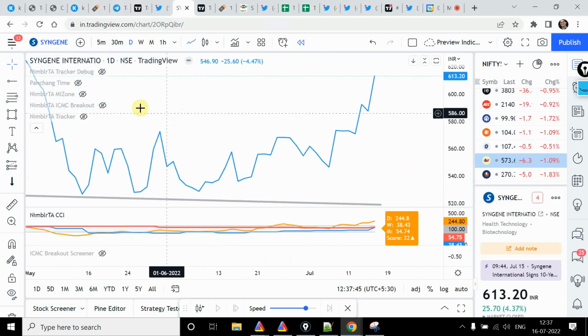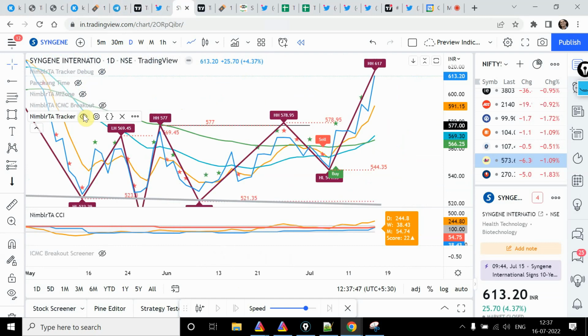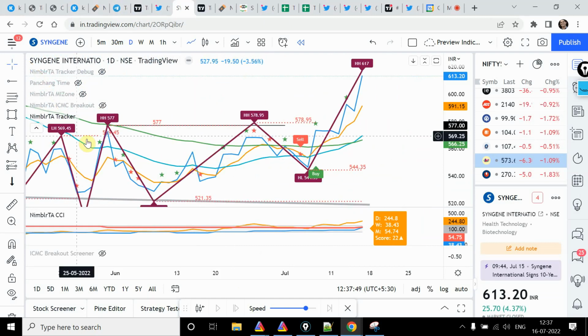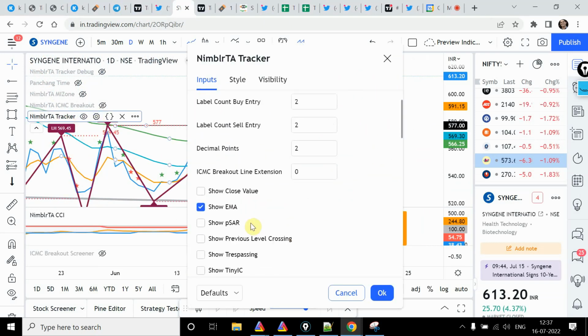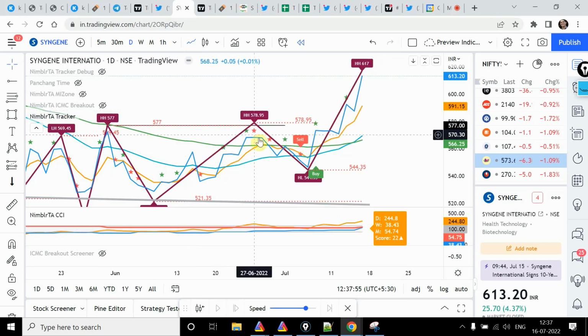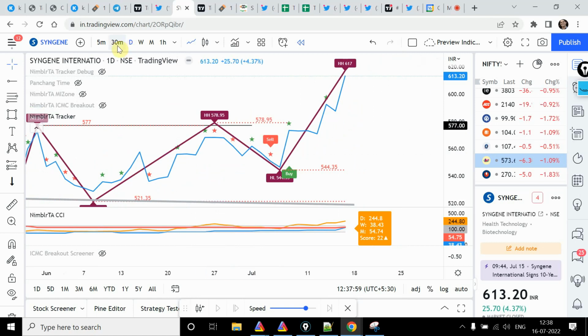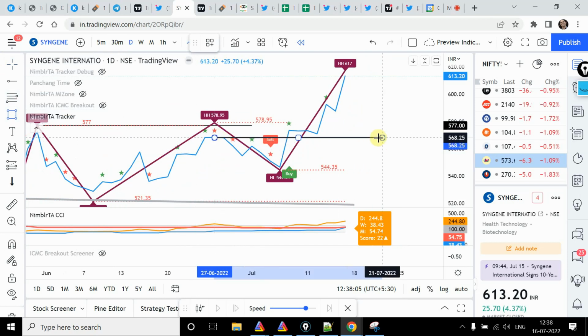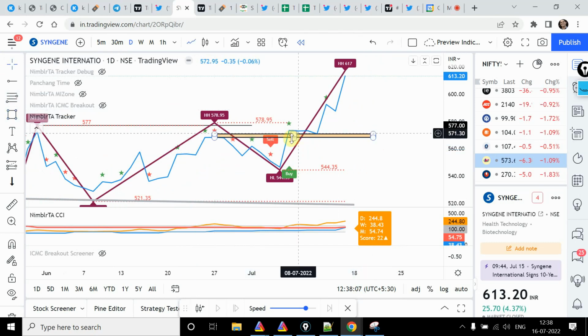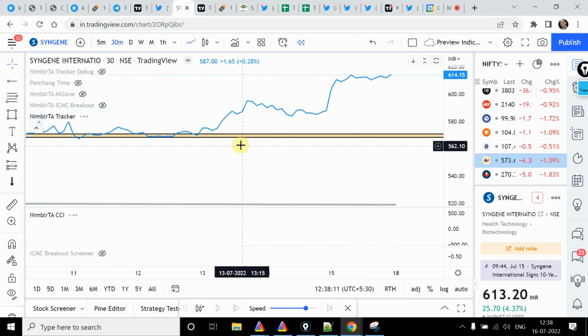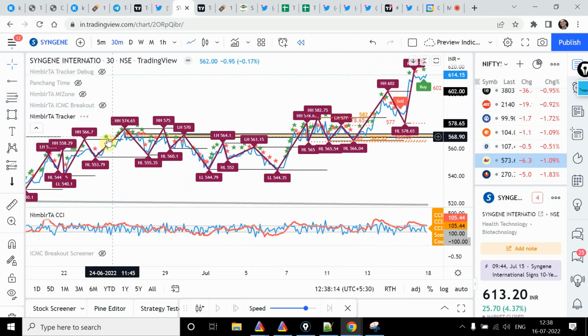This is a daily chart, right? Now, if I enable NimblrTA tracker, it gave me an entry much earlier, right? So it is already in an entry position right now at this moment. Another important thing is that we learned that there should be no overlaps. So if you see, there's a no overlap over here, there's another no overlap over here. Similarly, even on lower time frame, it doesn't have overlaps. This is for the higher time frame.